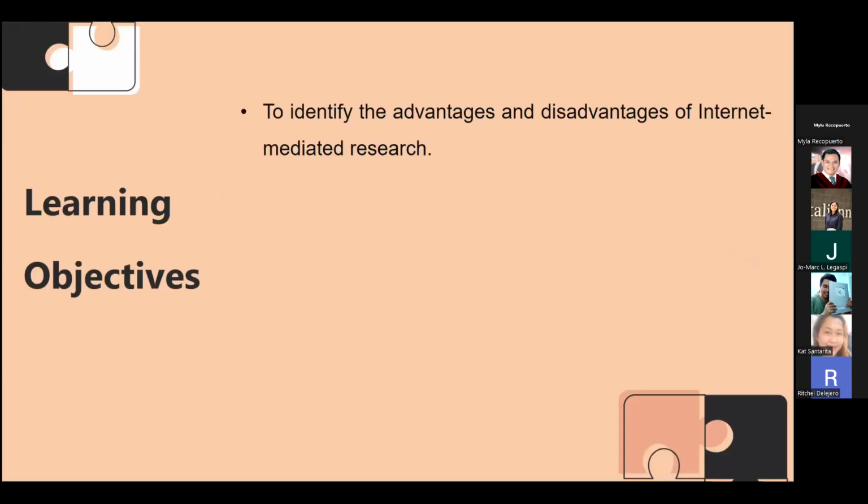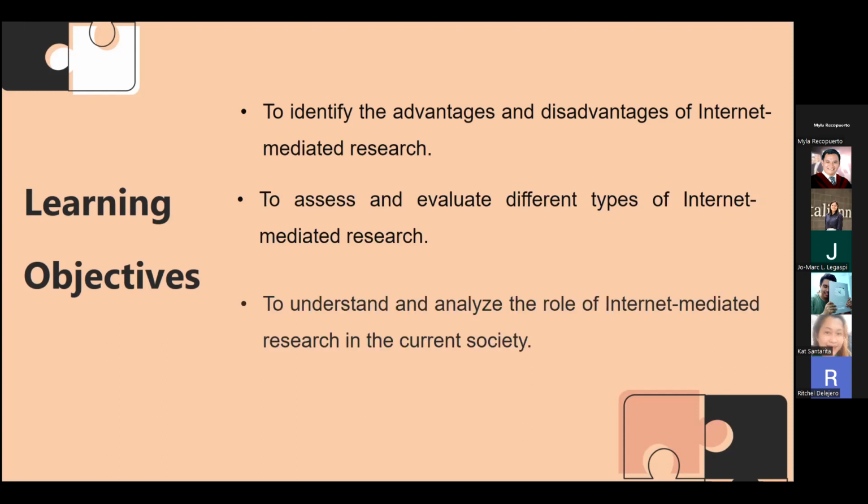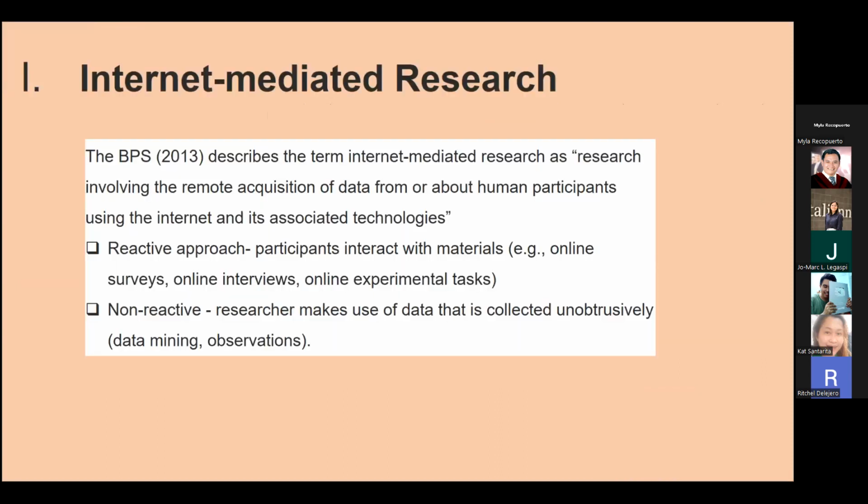Now, another topic I was assigned is the internet-mediated research. So for learning objectives of this topic, we are going to be able to identify the advantages and disadvantages of mediated research, assess and evaluate different types of internet mediated research, understand and analyze the role of internet mediated research. So now let us define what is internet mediated research. So according to British Psychological Society, it is a research involving the remote acquisition of data from or about human participants using the internet and its associated technologies.